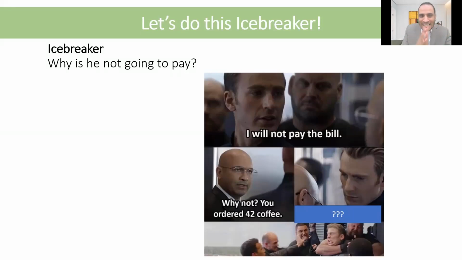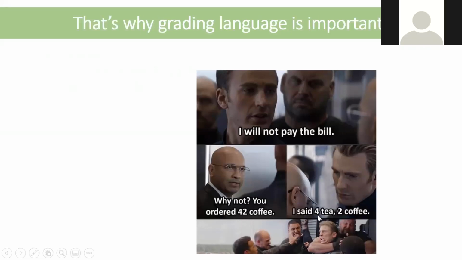So why is he not going to pay? He said, I will not pay the bill. I said, why not? You ordered 42 coffee. That's the reason, because he ordered 42 coffee. So maybe he wants to annoy. Because he ordered 40 and 2 coffee. Too much money. No, because he ordered 4 tea and 2 coffee. Yeah, and 2 coffee, you know.